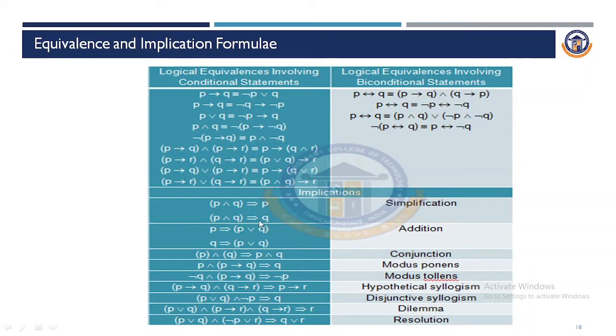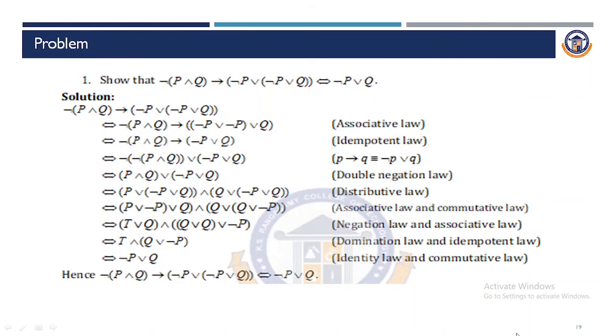Next, implication law. P and Q implies P. P and Q implies Q. P implies P or Q. Q implies P or Q. P and Q implies P and Q. P and P conditional Q implies Q. Negation P and P conditional Q implies negation P. Right. P or Q and negation P or R implies Q or R. Right.